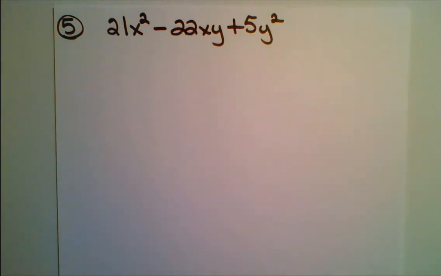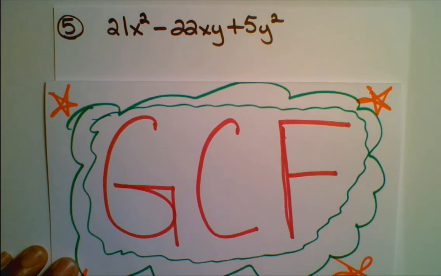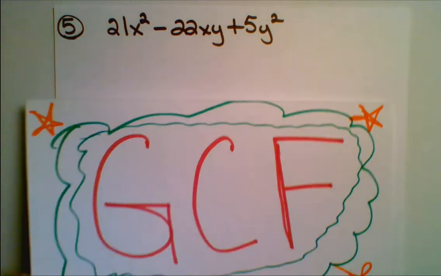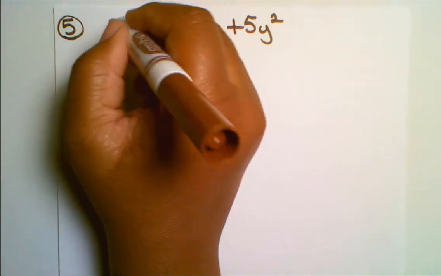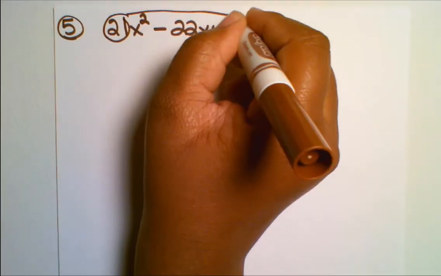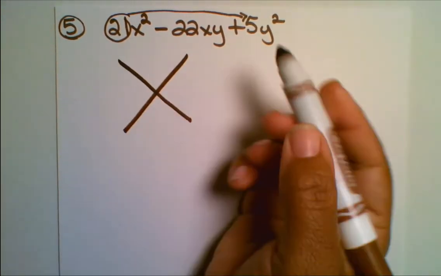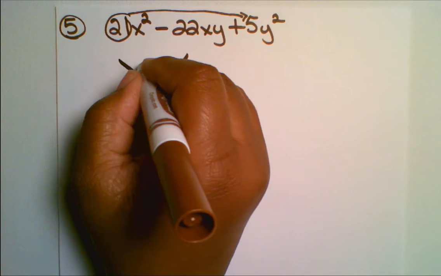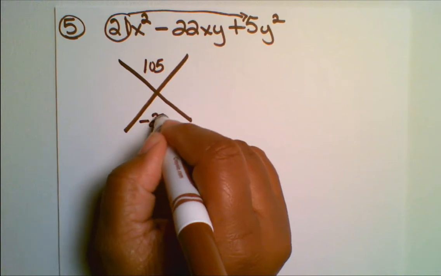All right, next example. Factor 21x squared minus 22xy plus 5y squared. We look to see if there's a GCF, and there isn't. So we're going to use the slide and divide bottoms up method. Okay, so let's slide. Take the 21, multiply it to the 5. So 21 times 5, we would have 105. That will add to give us the middle term of negative 22.